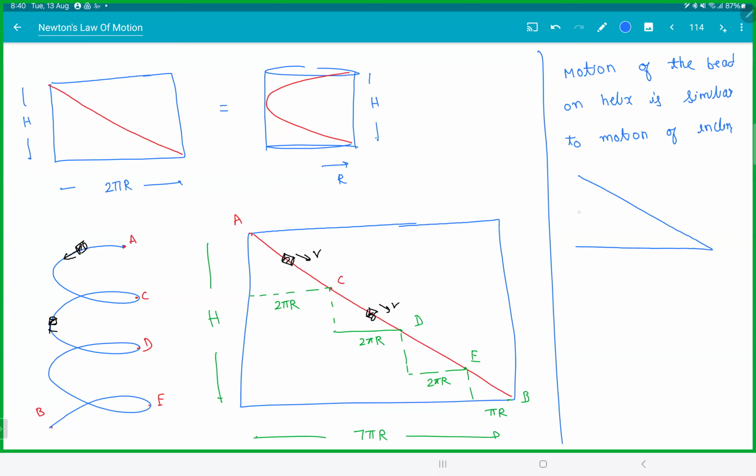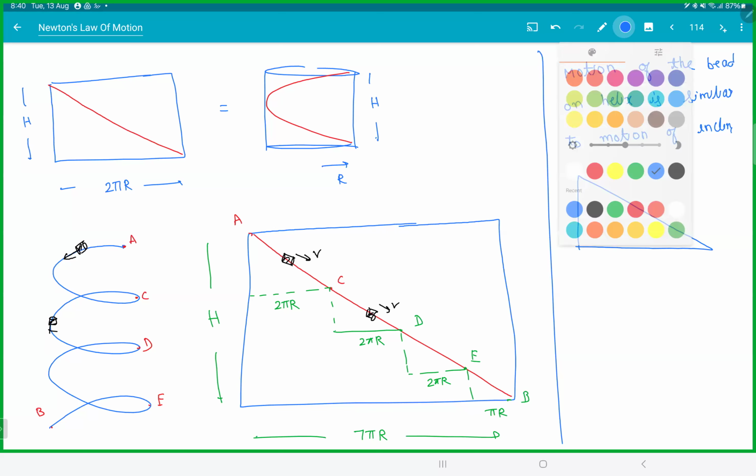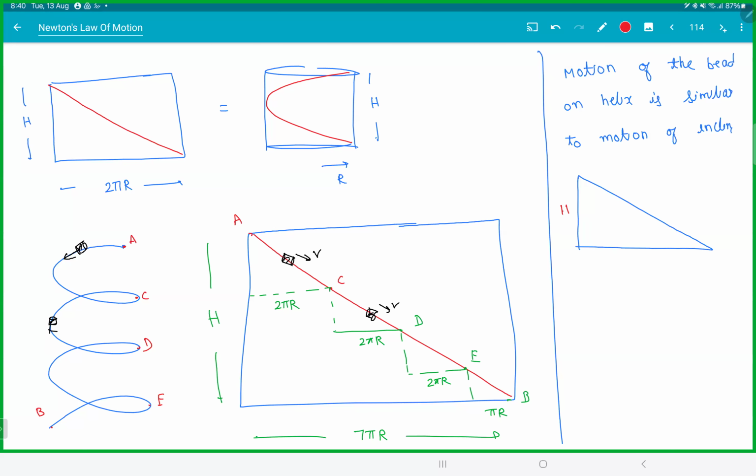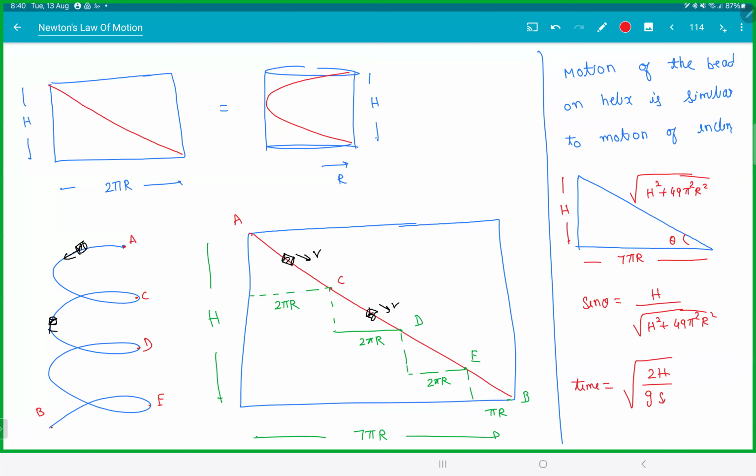So for this incline, the height is h, the base is 7 pi r, this is theta, so the hypotenuse is root over h square plus 49 pi square r square. This will give you sine theta is equal to opposite side by hypotenuse. Now, if this is exactly like the previous question, there is no need to do it again. Then I know the time value is root over 2h by g sine square theta.